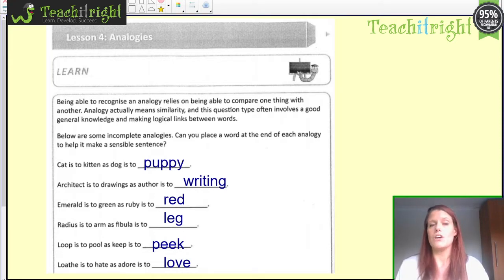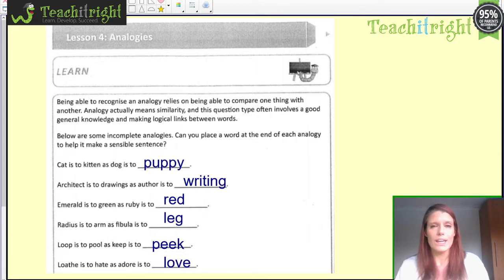If you didn't know what an architect means, you should have enough information there to help you fill in the rest of the sentence. So we know that an author writes books. So an architect is to drawings as author is to writing. And where you aren't sure of any word meanings, this is where you can look it up in a dictionary and write it down in your word and meaning book.